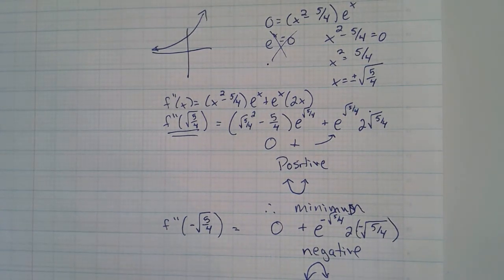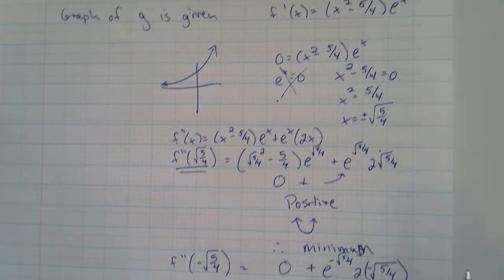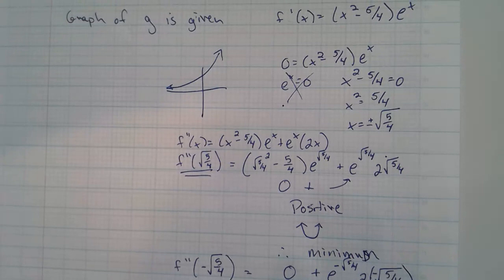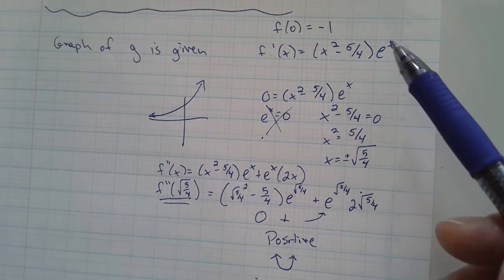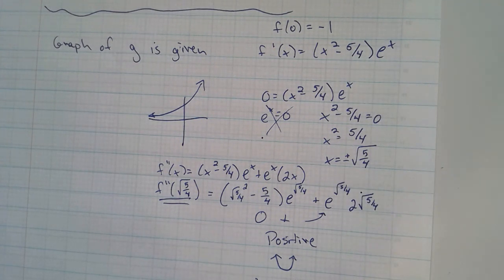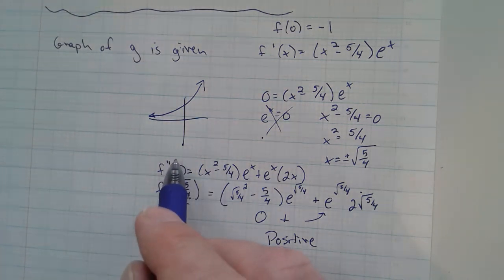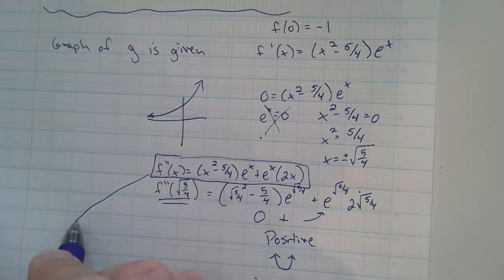Okay, so that was part A. Part B, find all the values of x at which the graph of f has an inflection point. Okay, so for an inflection point, there's got to be a change in concavity. In order for a change in concavity to appear, the second derivative has to be either undefined or 0. So we have to find the second derivative, f double prime of x. Oh, we already did that. That'd be right here. So set that equal to 0.